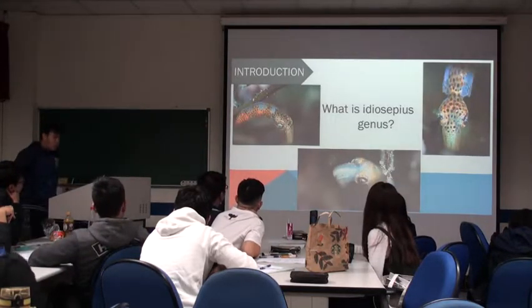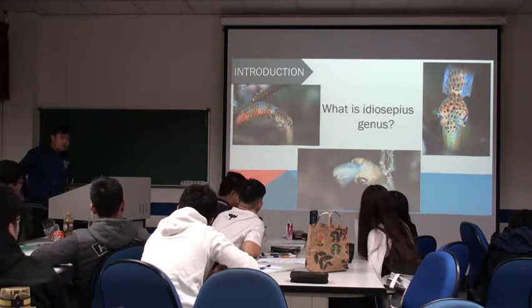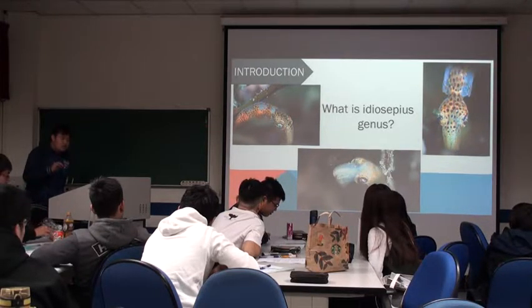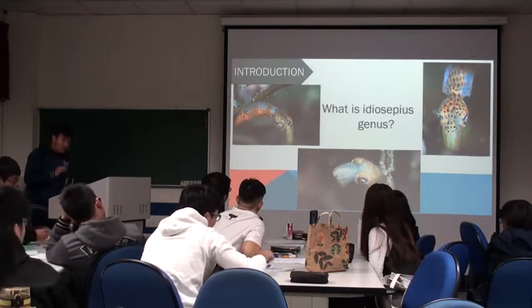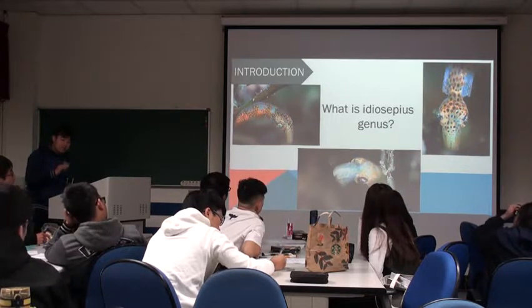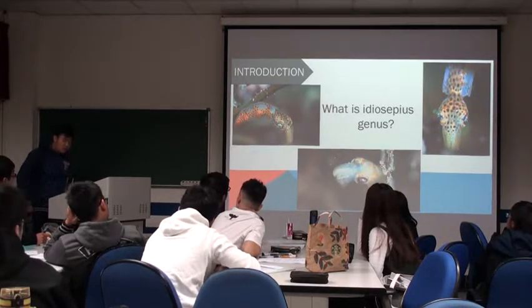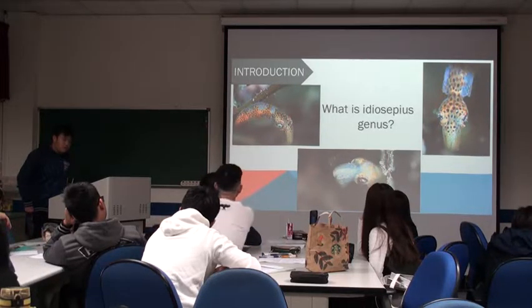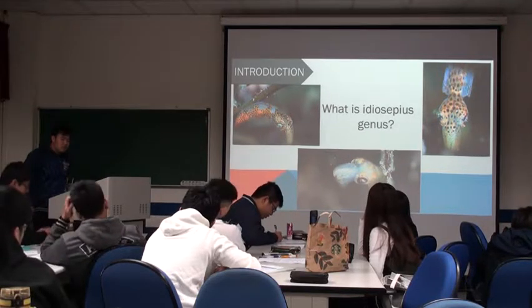Introduction. What is the Idiosepius genus? The Idiosepius genus belongs to the Decapodiformes, joined with the giant squid and the small Idiosepius genus. Both belong to the Decapodiformes, which means they all have 10 arms. The octopus does not belong to the Decapodiformes. Among these 10 arms, 2 are relatively longer than the other 8 general arms, and we call them tentacles. They are often used in the squid's reproductive behavior.